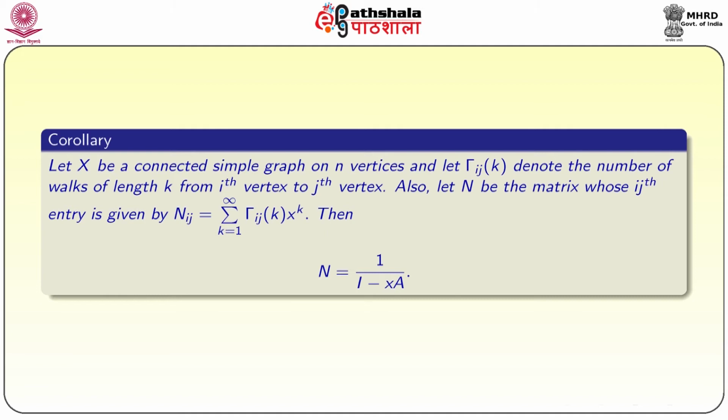Let X be a connected simple graph on n vertices. Let gamma ij of k denote the number of paths of length k from the ith vertex to the jth vertex. Also, let N be the matrix whose ijth entry is given by Nij equal to the summation from k equal to 1 to infinity of gamma ij of k times x power k. That means each ijth entry is a power series. Then N is equal to the inverse of the identity matrix minus x times the adjacency matrix A.